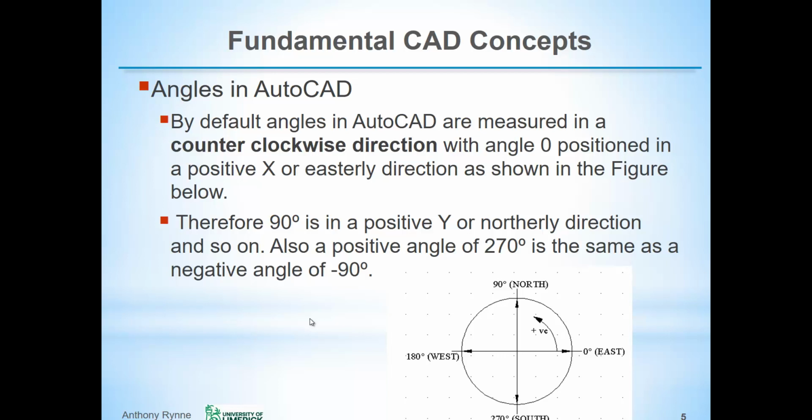We need to remember that when we rotate objects and you specify a positive direction, that rotation will be anti-clockwise or counterclockwise as indicated here. That's the default in AutoCAD, and we won't change this.